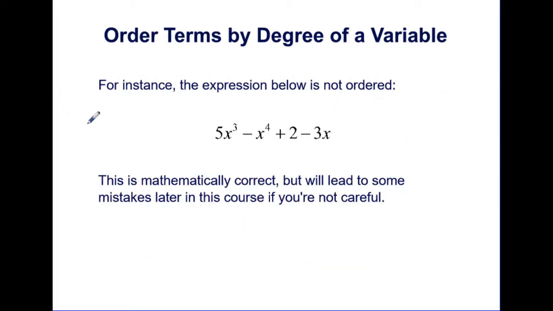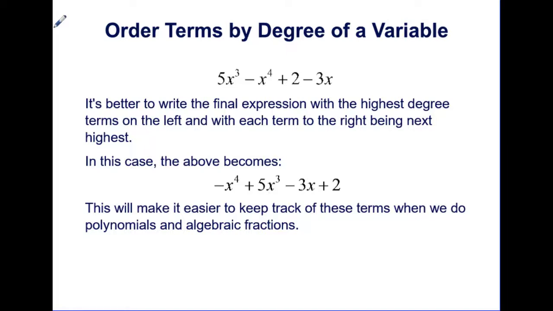For instance, here the expression below is not ordered. So the expression from before, 5x to the third minus 4x to the fourth plus 2 minus 3x, is not in order. This is mathematically correct, but will lead to some mistakes later in this course if you're not careful. It's better to write the final expression with the highest degree terms on the left, with each term to the right being next highest. So you always want the highest degree first.